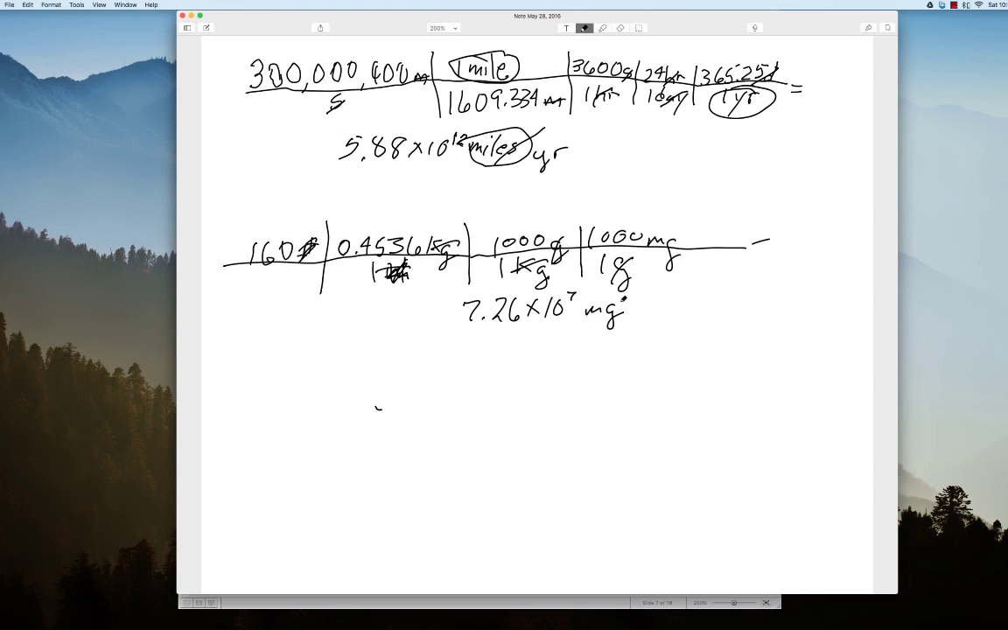So we've converted 160 pounds to 7.26 times 10 to the 7th milligrams. So that's converting units using dimensional analysis. Move on with some new definitions.